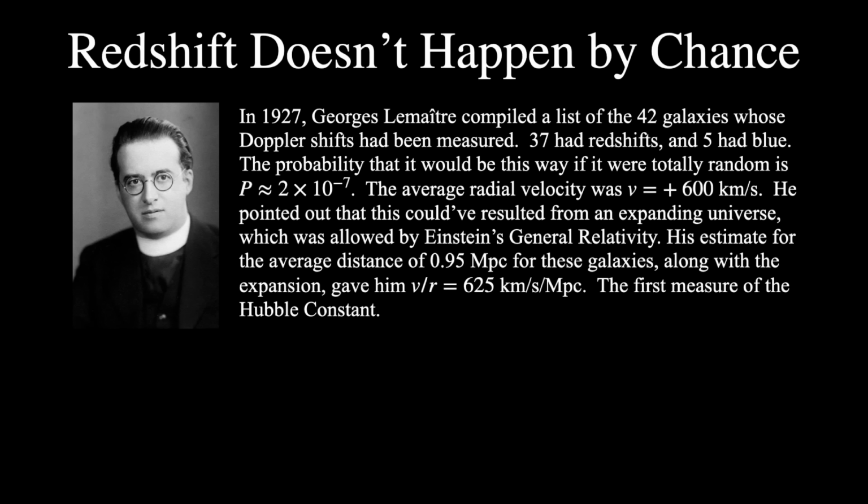But Lemaître came up with this idea and found an estimate for the average distance. And he said, well, if the average distance of these galaxies is just under a megaparsec, say 0.95 megaparsecs, then along with this expanding universe, it gives him basically a Hubble parameter, or a Hubble-Lemaître parameter, of 625 kilometers per second per megaparsec. And this is basically the first measure of the Hubble constant.